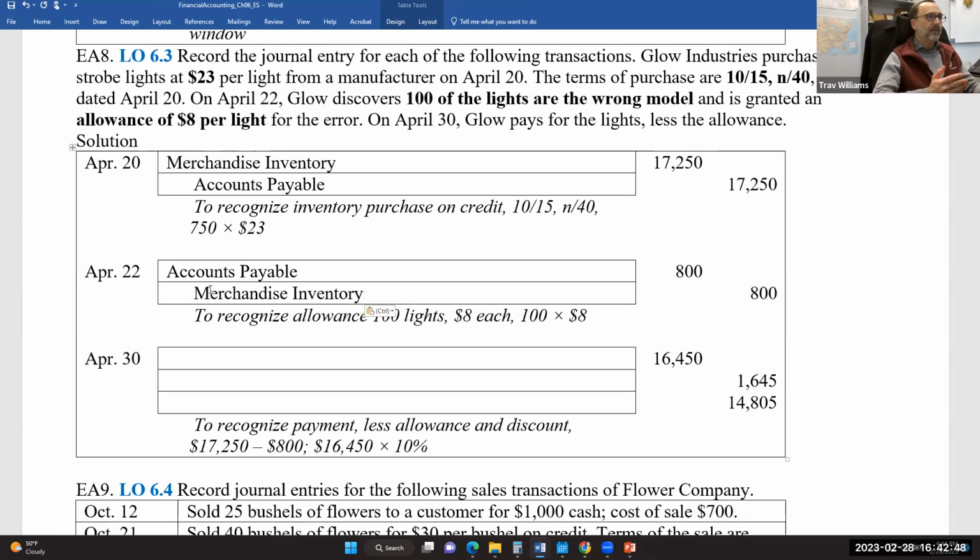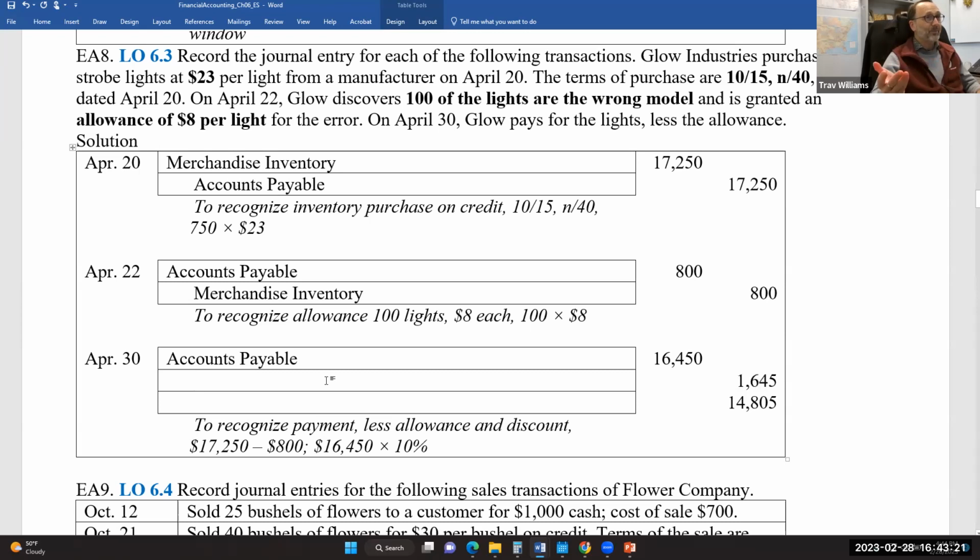Then we pay on April 30th. So that's 10 days. It's within the 15-day window. We get a 10% discount. So if you take our original accounts payable, $17,250, subtract the $800 allowance we got, that leaves us with $16,450. Then we are getting a 10% discount off of that.